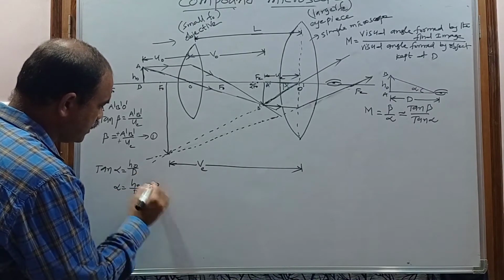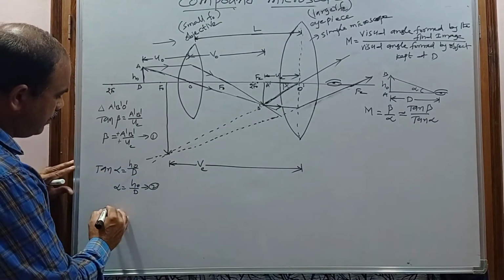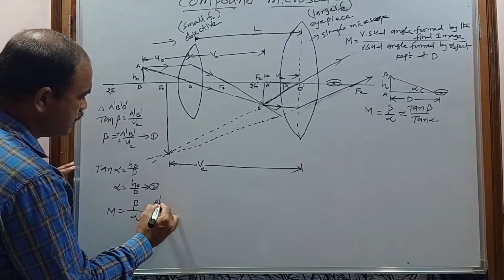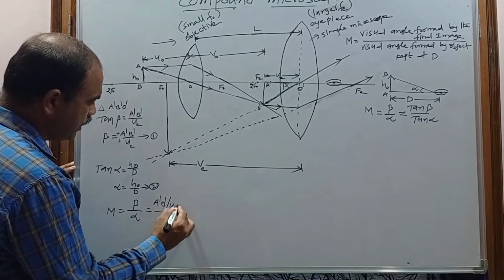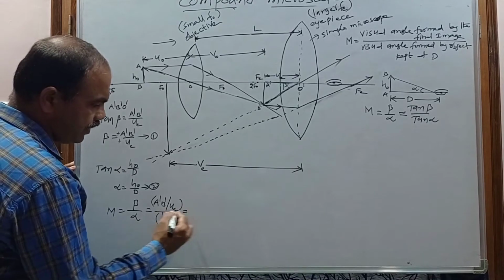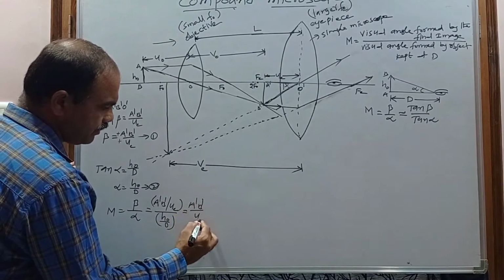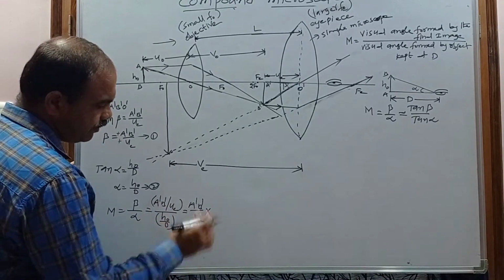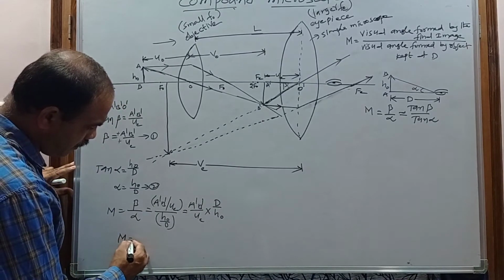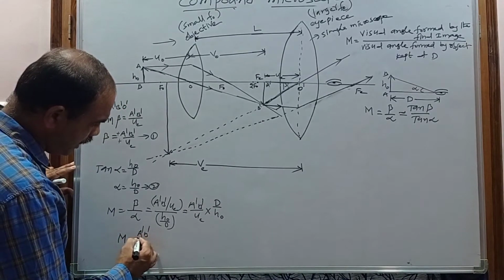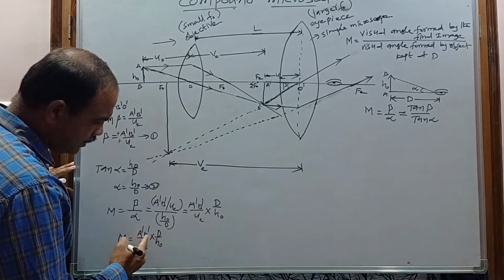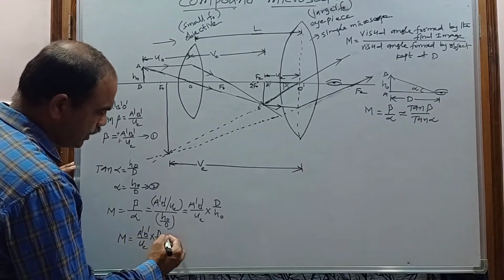Now consider equation 2. What is the magnifying power formula? M equal to beta by alpha. What is beta? A dash B dash by U suffix E, divided by alpha, which is H naught by D. If you simplify, the denominator goes to the numerator, so D by H naught. So the magnifying power M equal to A dash B dash by U suffix E into D by H naught. But you don't know A dash B dash. So that is considered equation 3.